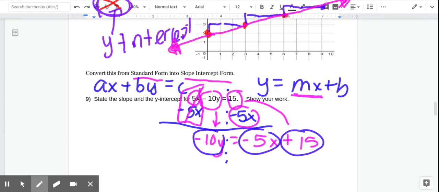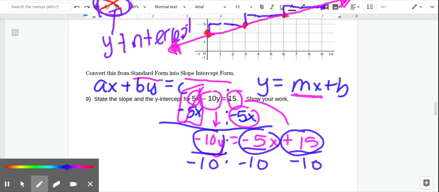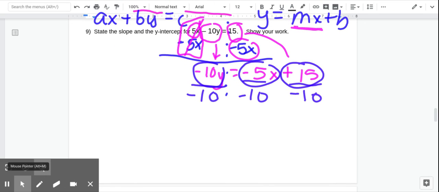I'm going to divide all 3 of these terms by -10 because I only want one y. So I'll divide that by -10. I'll divide that by -10. And I will divide that by -10. Now it just takes a little bit of simplifying. I move this screen down just a little bit.